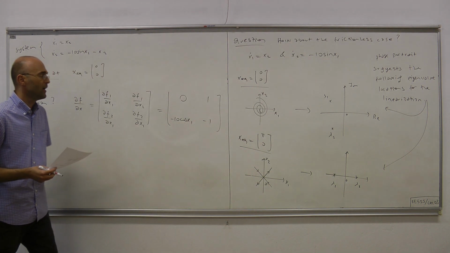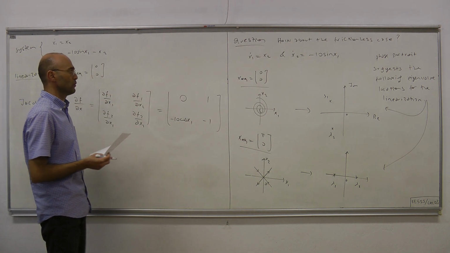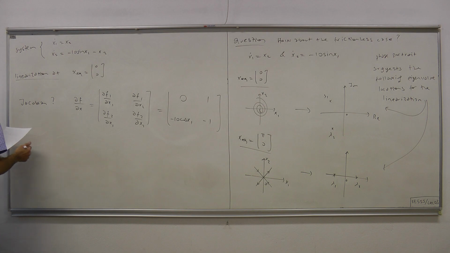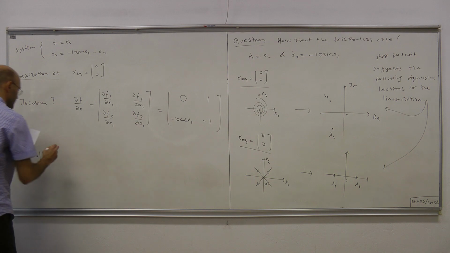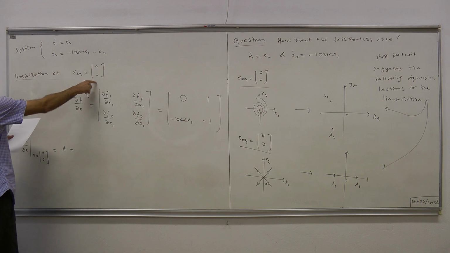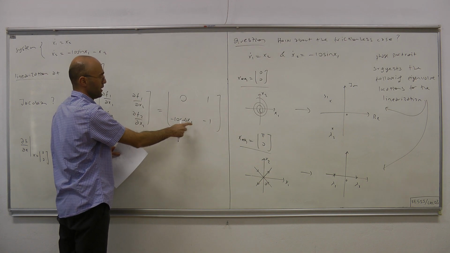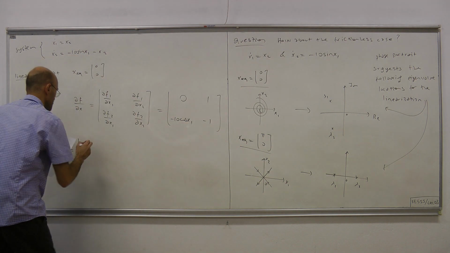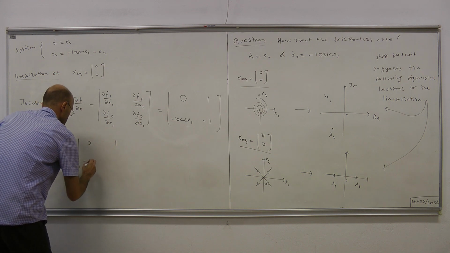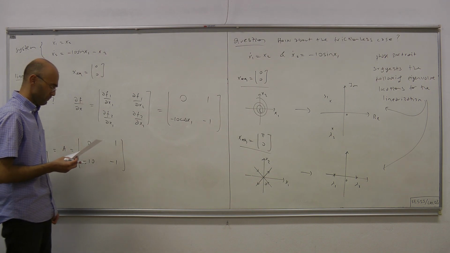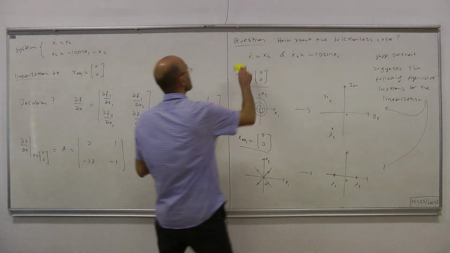Okay, so that's the Jacobian. Now we're going to evaluate the Jacobian at two different equilibrium points. We start with the 0, 0 equilibrium point. The Jacobian evaluated at x equals 0, 0 equals our A matrix at this equilibrium point. That is what? Plug in x1 and x2 equal to 0, and this cosine becomes 1, so what we have is 0, 1, minus 10, minus 1. Okay. Now, the eigenvalues.